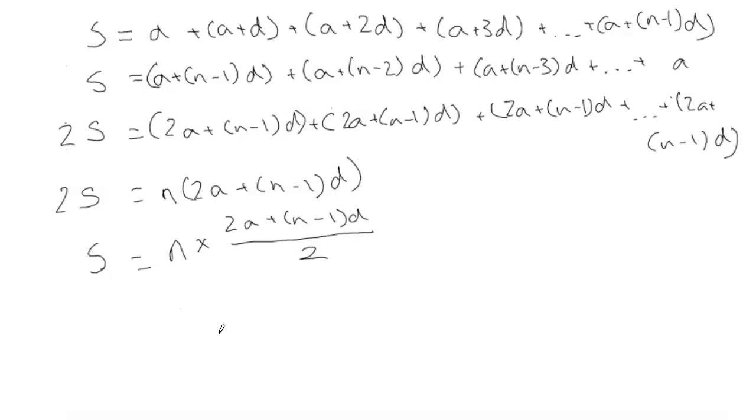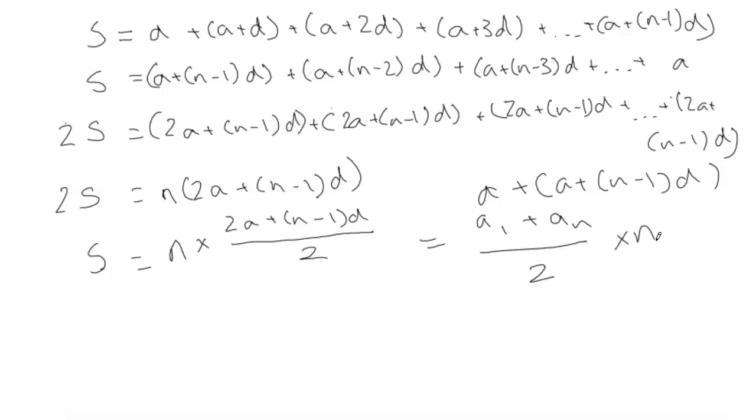So let's try to simplify that formula. A, which is the first term, plus A plus (N minus 1)D is the last term. So if we wanted to, we could write this as a sub 1 plus a sub n, first term plus nth term, over 2 times N, the number of terms. And how do you calculate N, this number of terms? Well, you can do it like this. N equals (a sub n minus a sub 1) over D plus 1.